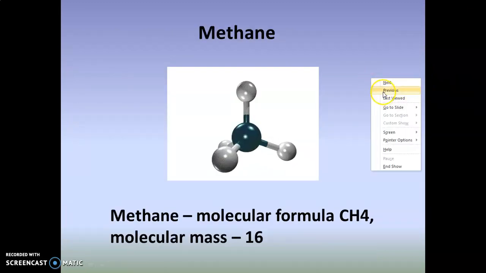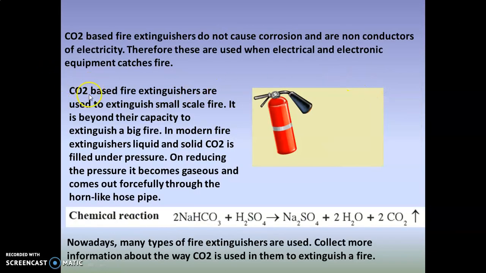we use it in this type of electrical instrument. Then the carbon dioxide based fire extinguishers are also used to extinguish fire on a small scale. This I already told you. It is beyond their capacity to extinguish a big fire, because once the reaction is over, then the entire carbon dioxide is over. For big fires, that much is not sufficient.